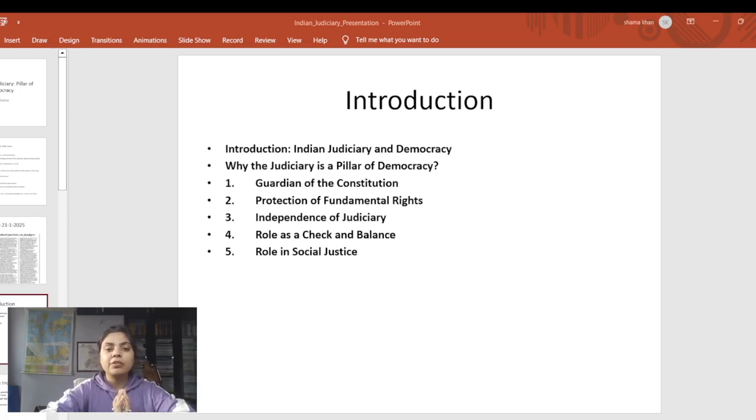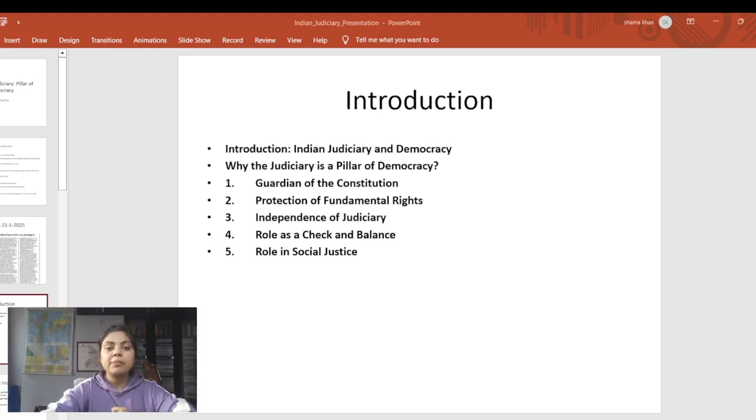Apart from that, the second point is the protection of fundamental rights. The judiciary upholds the fundamental rights of citizens under Part 3 of the constitution. And landmark cases you might have studied, that is Kesavananda Bharati versus State of Kerala and Maneka Gandhi versus Union of India, show its role in safeguarding rights.